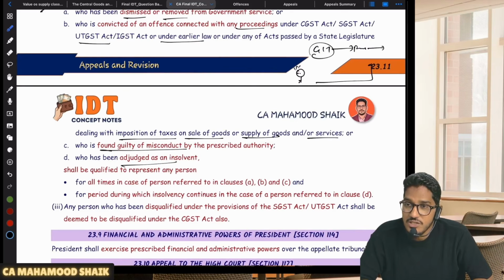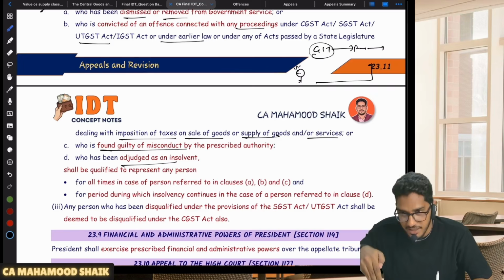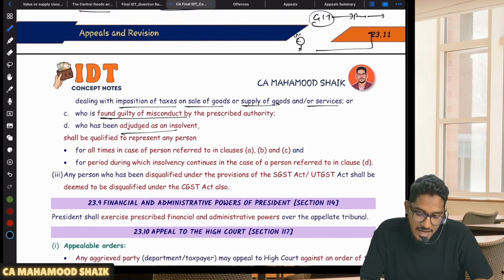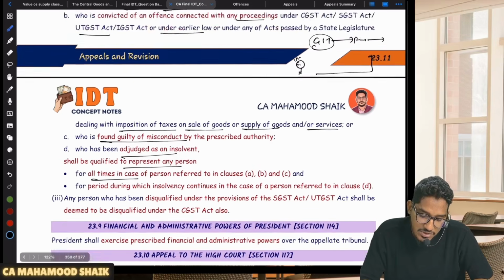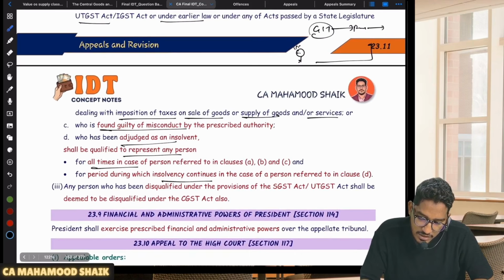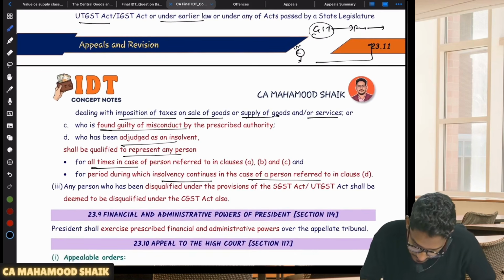Who has been adjudged as an insolvent. Why insolvent here? From somewhere they have to copy, they have copied it here. So an insolvent person also you can't send. And he shall be disqualified to represent any person at all times in case of persons referred to in A, B and C, and for the period during which insolvency continues in case of person referred to in D.